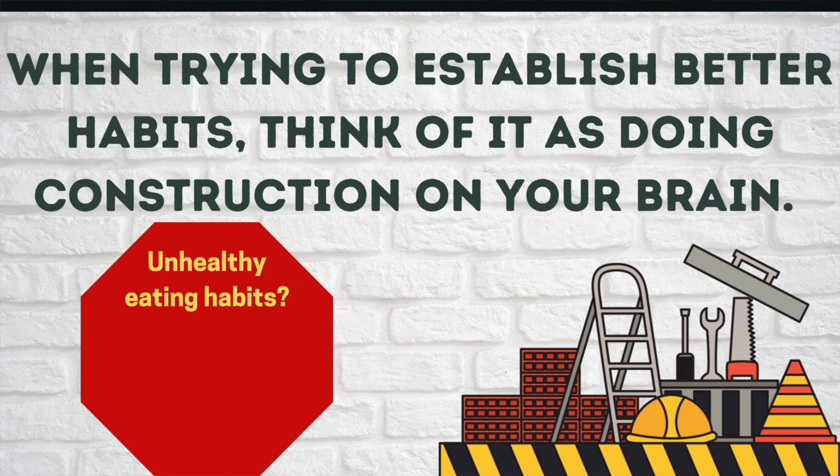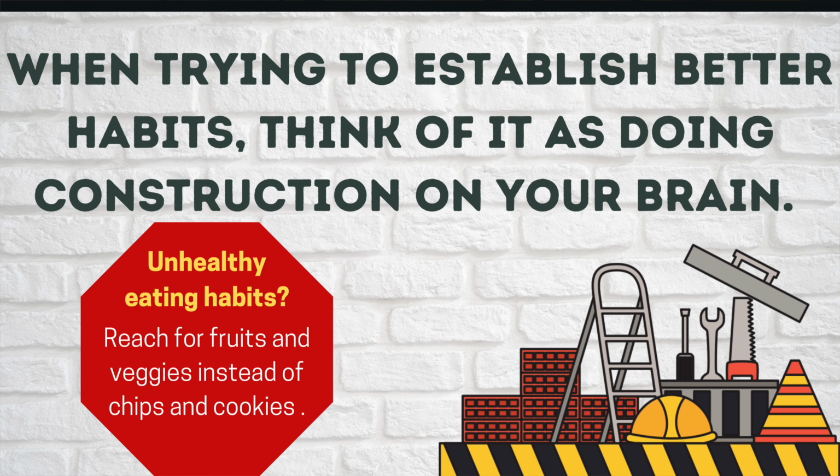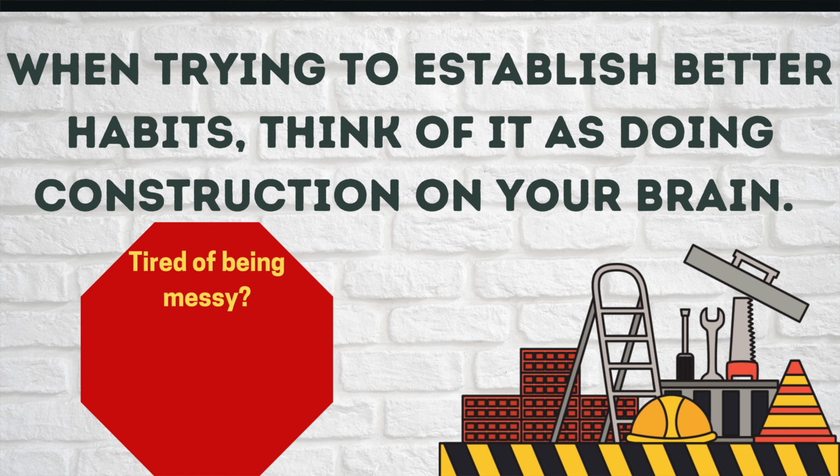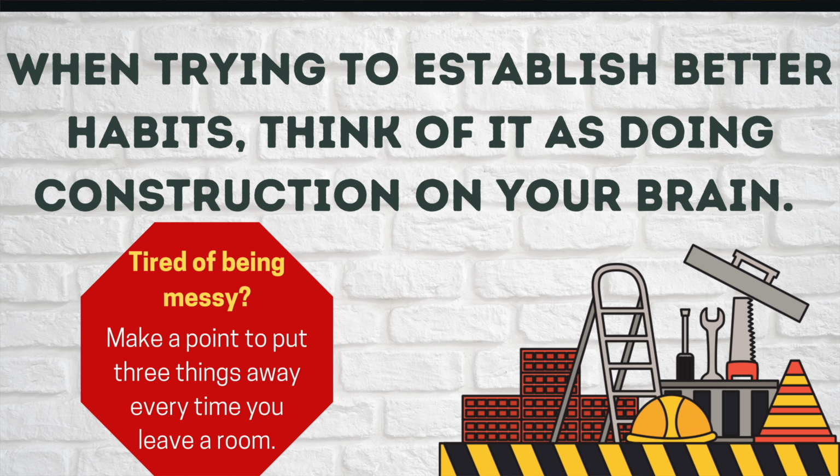So if you have unhealthy eating habits, you may want to try reaching for fruits and veggies instead of chips and cookies. This could be a lot easier to do if you ask your parents to stop buying chips and cookies. However, if your parents are also wanting to eat the chips and cookies, that may be a hard sell. But try to reach for healthier snacks before you reach for the unhealthy snacks. And again, it's going to be hard at first, but the more you do it, the easier it'll be till it becomes just automatic.